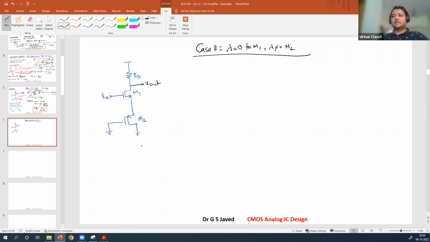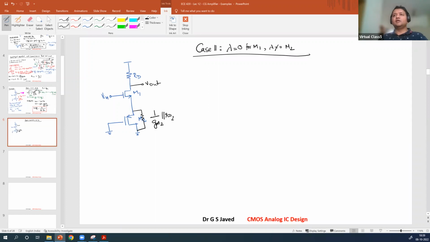In such a case, what will M2 become? M2 will show a degenerative impedance, and that degenerative impedance is given as 1 over GM2. That is already there. And because of the channel length modulation, you will have a parallel RO2. So this will be the effective resistance that comes over here, the source load, which is given as 1 over GM2 in parallel with RO2.